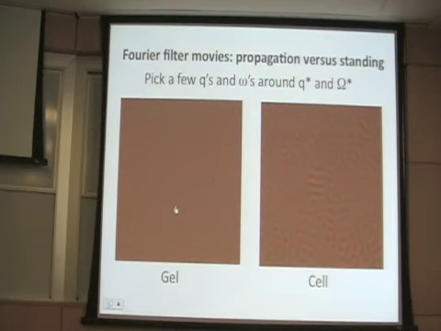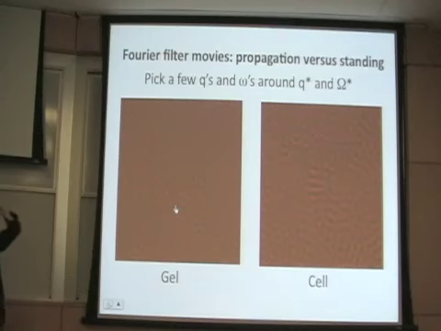Okay, this is the second to last slide. I figure those length scales and time scales are important. So just to get a visual idea of what's going on, I take my data and I Fourier filter it and get rid of all wavelengths and frequencies except for the crossover. And so in the gel, you see basically what looks like just a couple of fluctuating dots going like this.